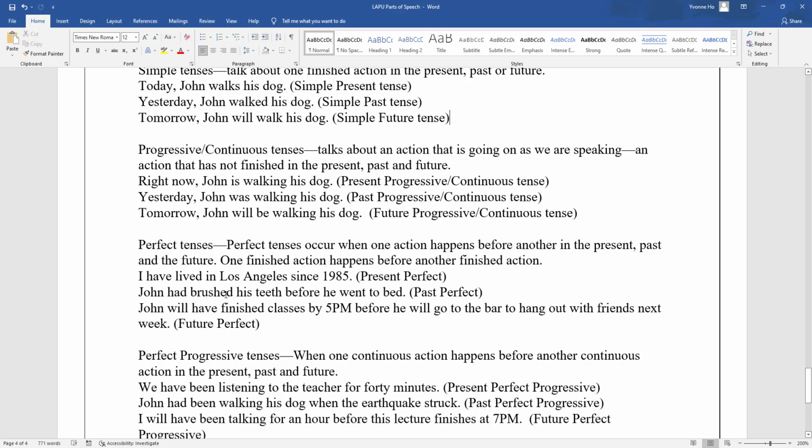That's how you form a perfect tense. And it's a completed action. In other words, one completed action before another completed action. And I know I've got students who are just dying to ask me, but what if I just say John brushed his teeth before he went to bed? Why do I have to say John had brushed his teeth?